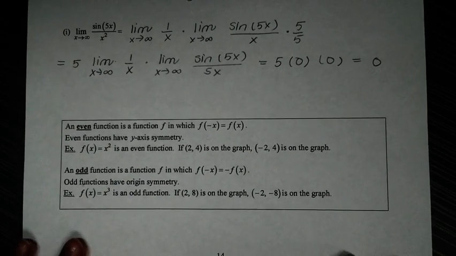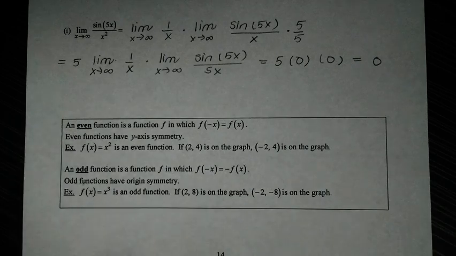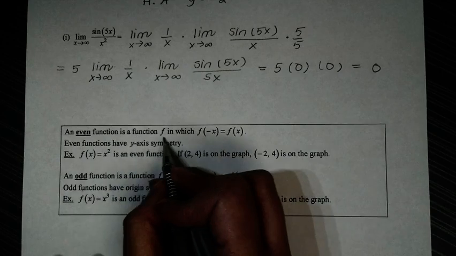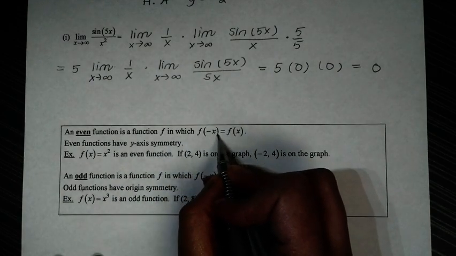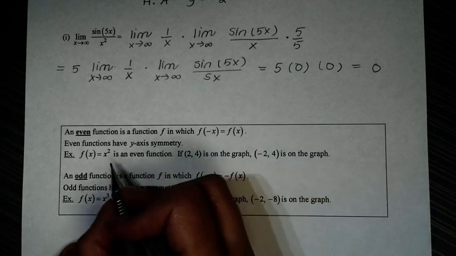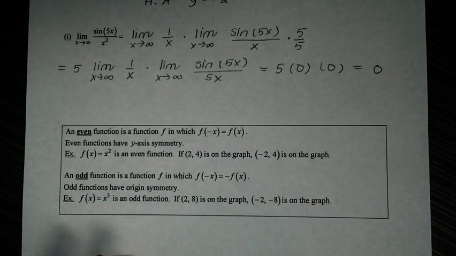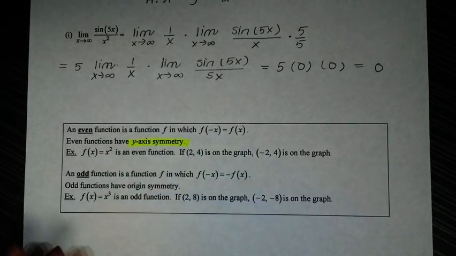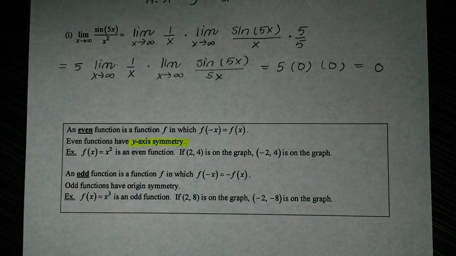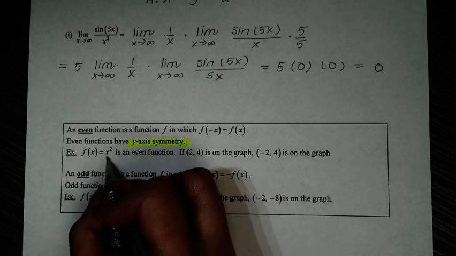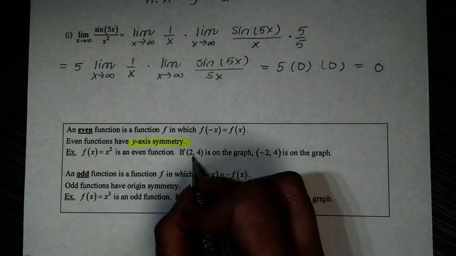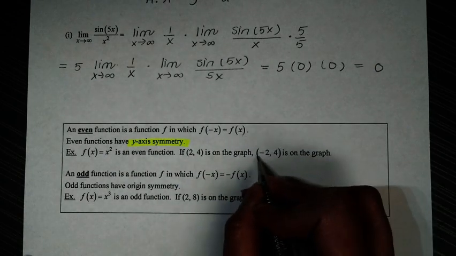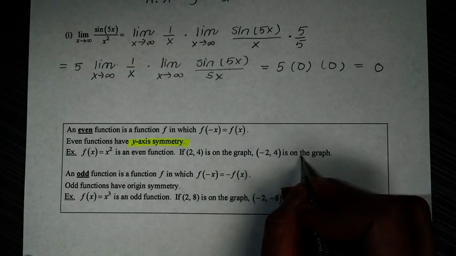So the next thing that we're going to cover here, and it's a refresher because you have learned this in pre-calculus, is an even function: a function f in which f of negative x is equal to f of x. Even functions have y-axis symmetry. This is what I want you to remember so you can sketch the graphs very beautifully. An example of a typical even function is f of x equals x squared. You know that the point (2, 4) has a symmetric point on the other side of the graph at (negative 2, 4).